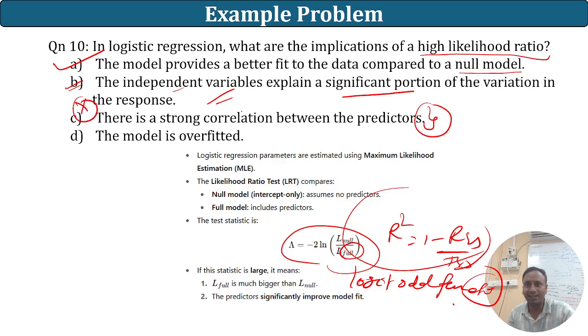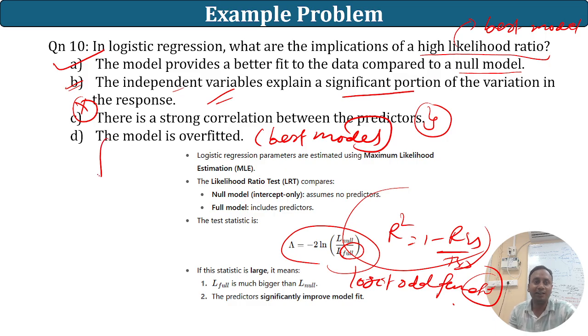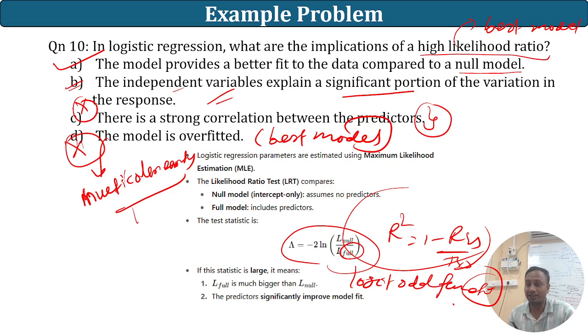The model is overfitted? No, the model is not going to overfit. When we have a high likelihood, it will become the best model, not overfit. Whenever we have multicollinearity, it is going to be overfitted. So this can't be the answer. I think it's clear.